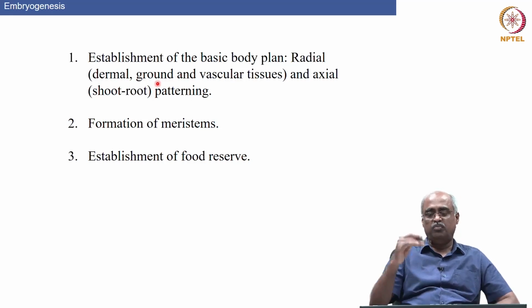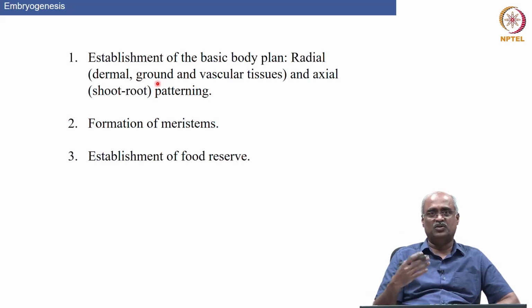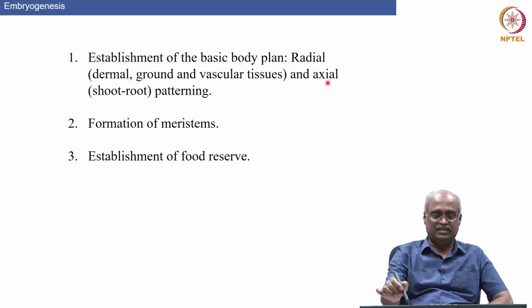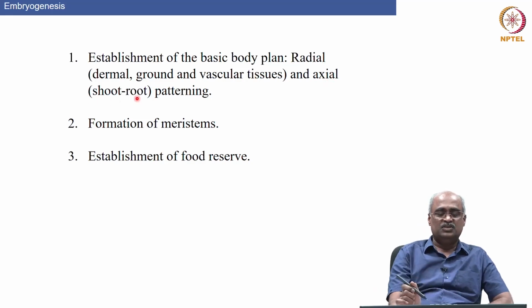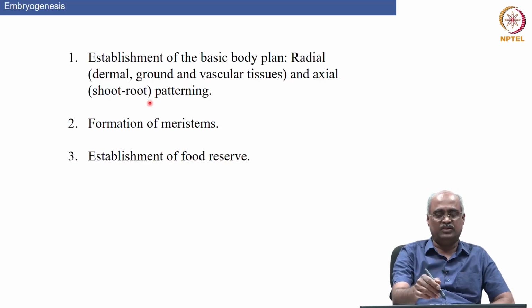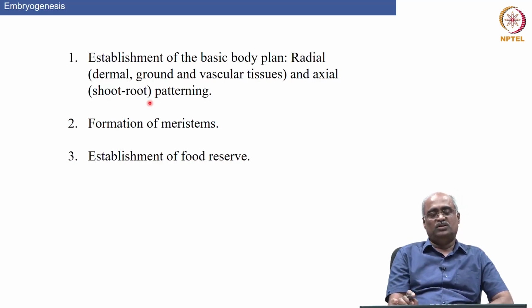Then you have top-bottom, instead of left to right, here we talk about top-bottom because plants are rooted in the soil and they grow away from the soil, and the root goes into the soil, right. So therefore there is an axial patterning as well, that is shoot-root. Okay, so here you have three types of tissues and here you have two types, one is the shoot and the other is the root. So these two patterning needs to be established. So that is the basic body plan.